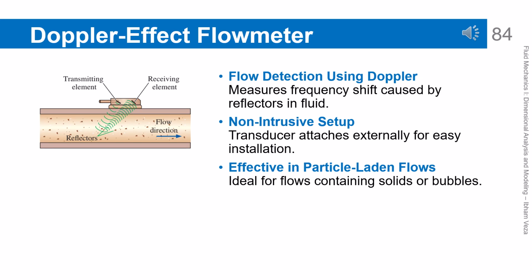Doppler effect flow meter. This flow meter uses the Doppler effect to measure the frequency shift of ultrasonic waves reflected by particles in the fluid. The frequency shift is proportional to the flow velocity. This device is very effective for fluids containing solid particles or bubbles. The transducer is usually mounted outside the pipe, making installation easy. This method is suitable for industrial applications with dirty or multi-phase flows.